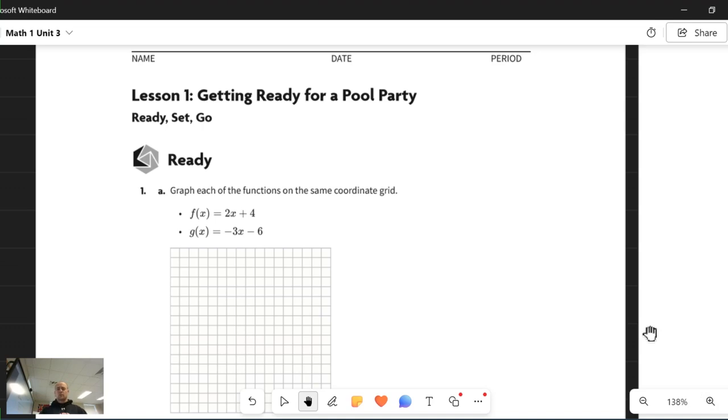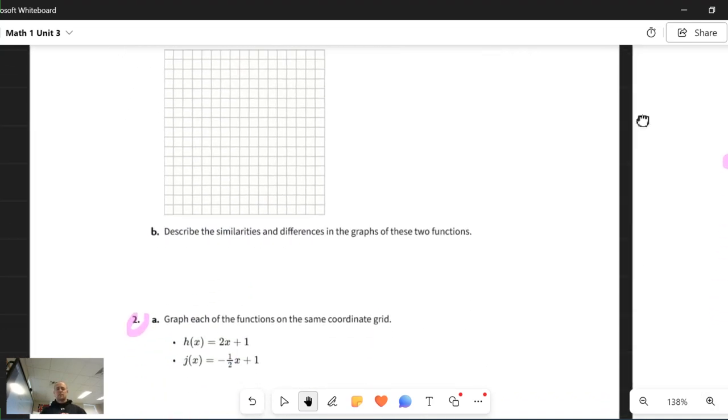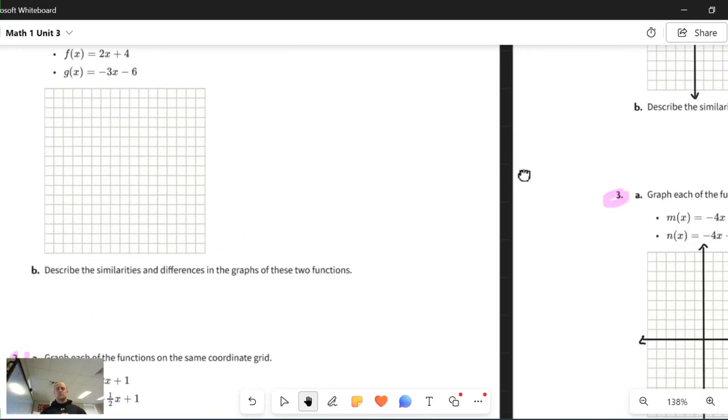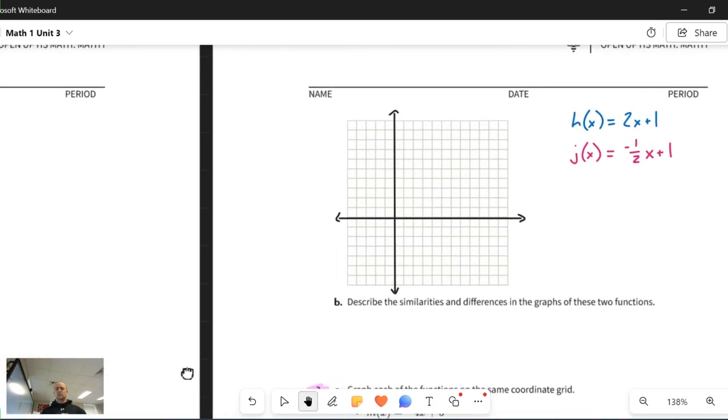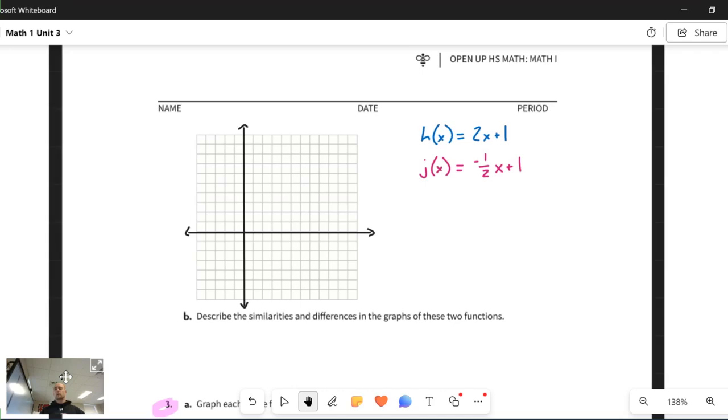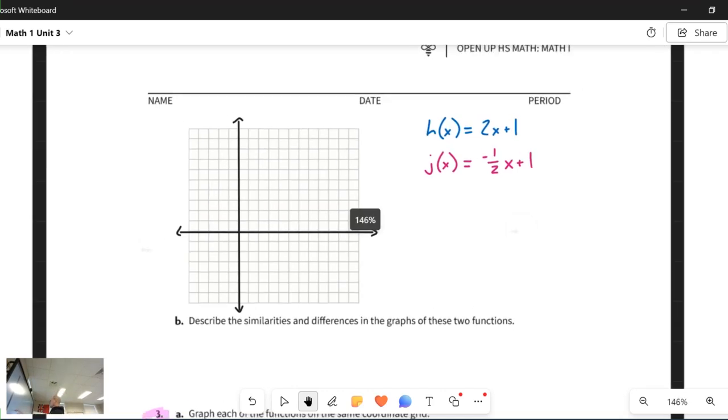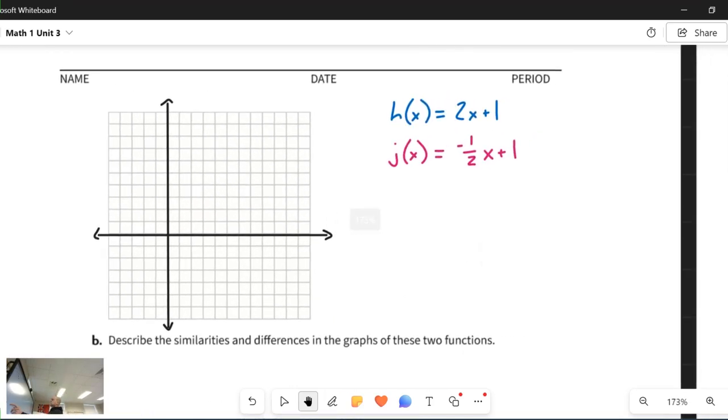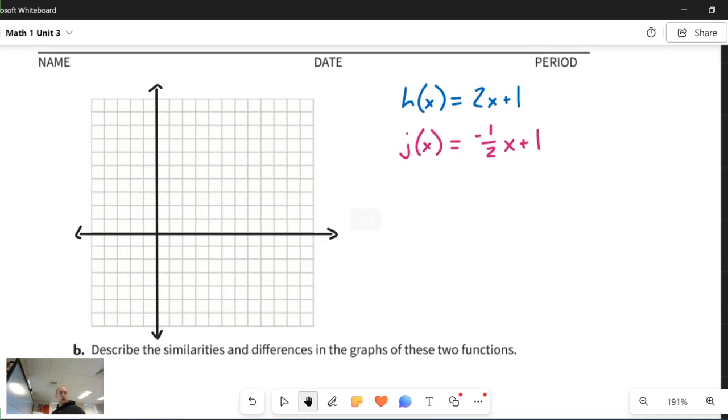Unfortunately, this first one is broken down where it's at the bottom of the screen of the first page, but the coordinate plane is actually over here. So we've gone through and already rewritten things, so we can have them there. This is simply going through and plotting y equals mx plus b a couple times. We've already color coded it, so our h of x is going to be 2x plus 1.